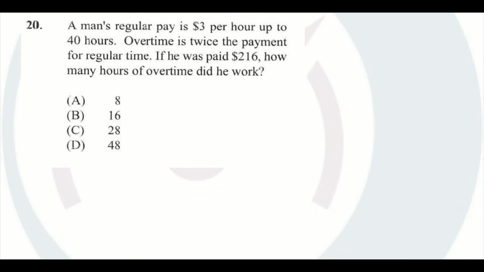Done. A man's regular pay is $3 per hour up to 40 hours. Overtime is twice the payment for regular time. If he was paid $216, how many hours of overtime did he work? Alright, so let's calculate what his regular salary is. So regular salary, or regular pay, doesn't make a difference, is equal to a 40-hour work week times the rate of $3. So we get $120. So that's the regular salary.